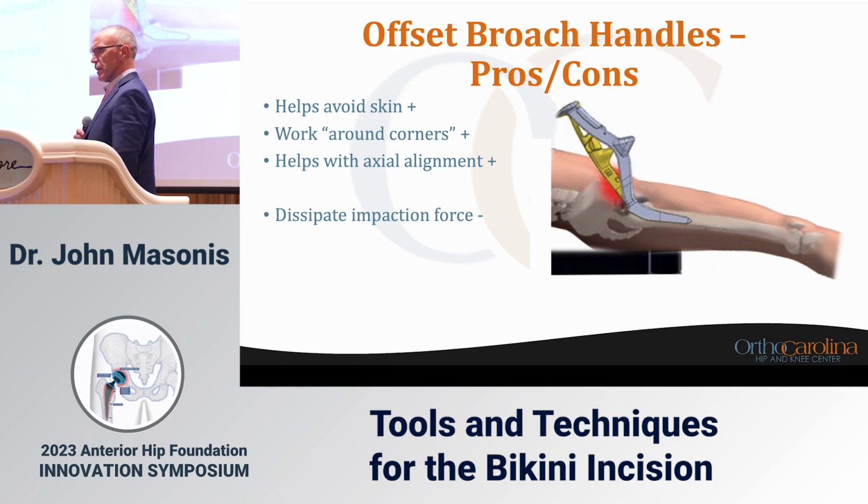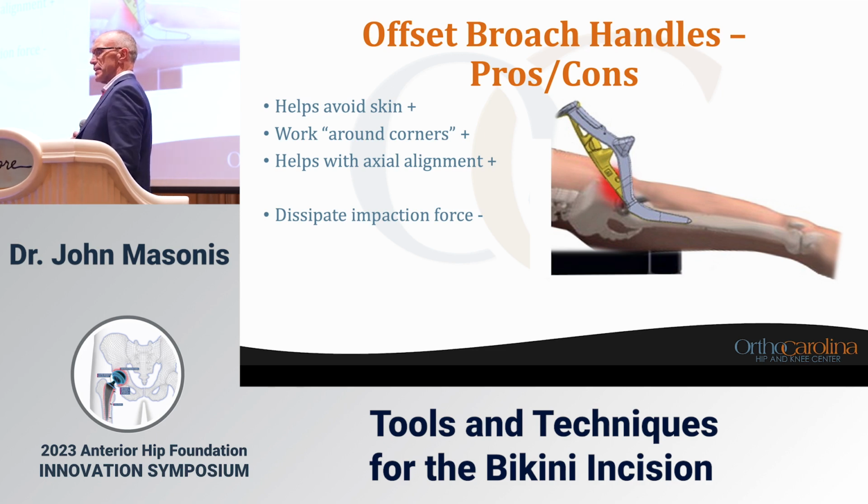The offset broach handles help avoid this tension at the superior aspect of the incision. I would say placing your incision in the right location is probably more important than just having an offset broach handle. They help work around corners, and I think most of the surgeons who are well-versed at DA realize that sometimes that's what you're doing. You're working around corners, and we've created better implants and better instruments to make that happen. So I'm not sure we've unilaterally changed what hip replacement looks like, but I think we've changed the way in which we get there.